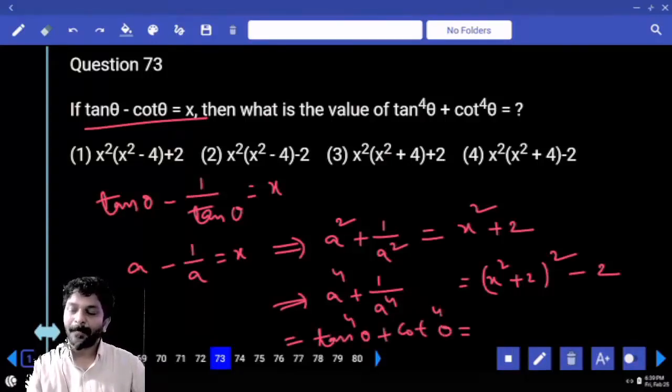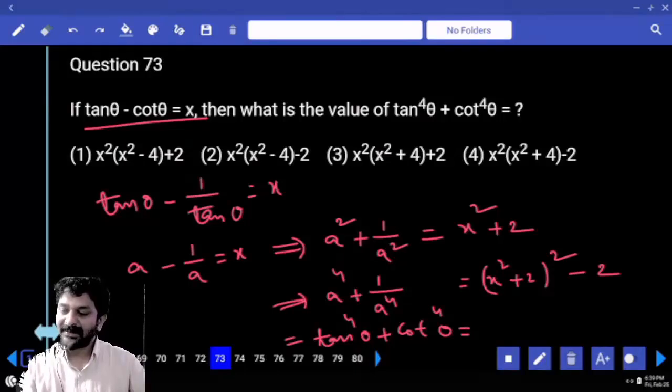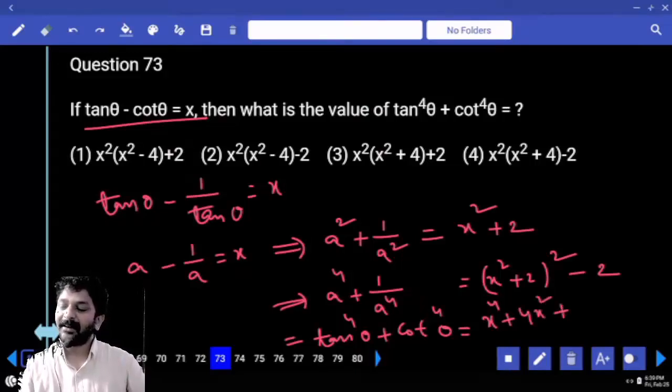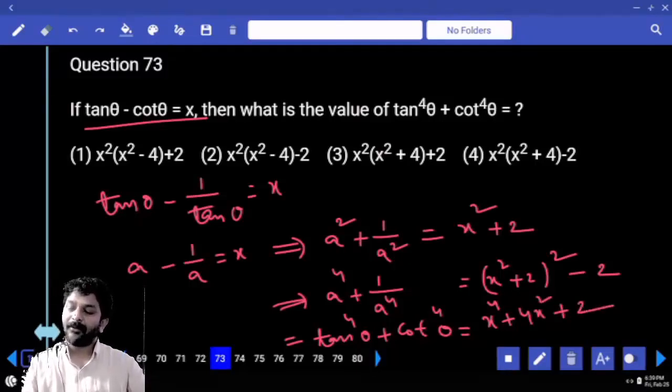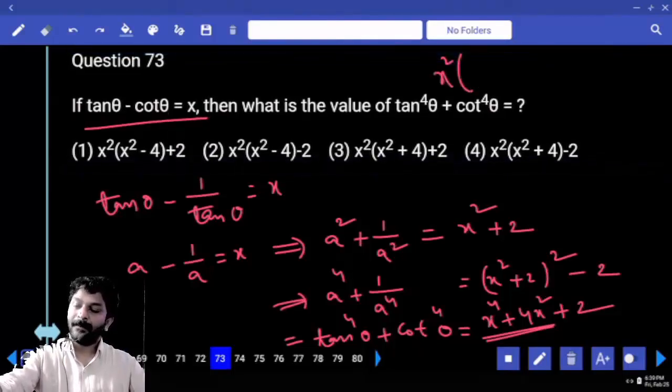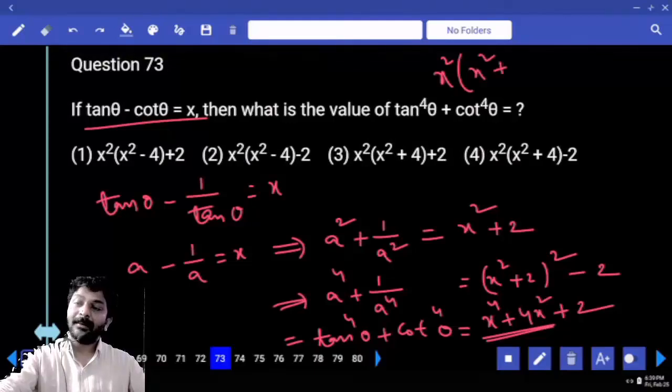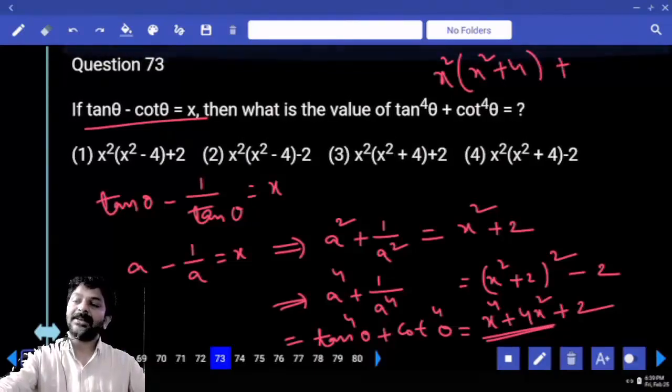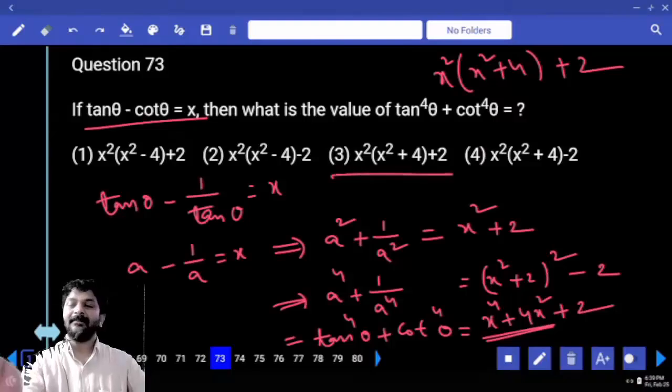Am I right? Now, your options are not like this. You need to expand this. X power 4, 2ab, 4x square plus b square. 4 minus 2, that is plus 2. Correct? Now, in these two, if you take x square common, x square plus 4 plus 2. This is the final format, correct? Which is the third option.